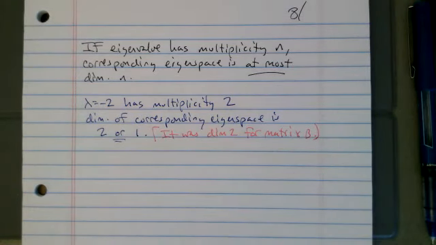Any questions? That meandered a little bit because I started thinking about polynomials. No, we could not have a 3-dimensional eigenspace if the multiplicity is only 2. The multiplicity is the largest dimension of the corresponding eigenspace.